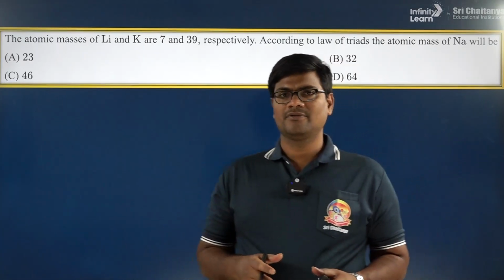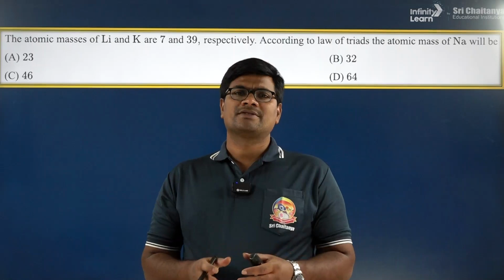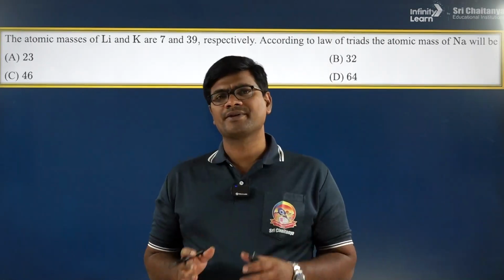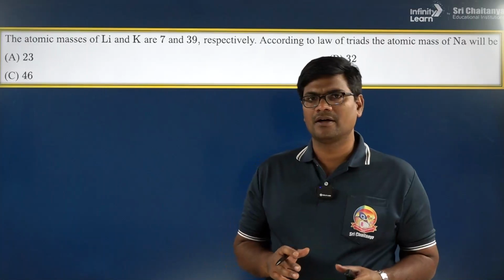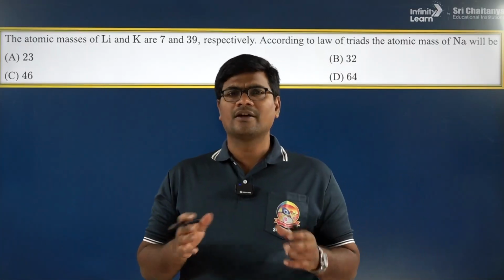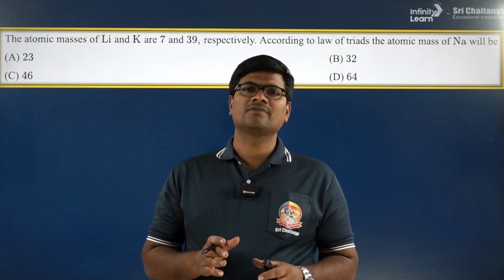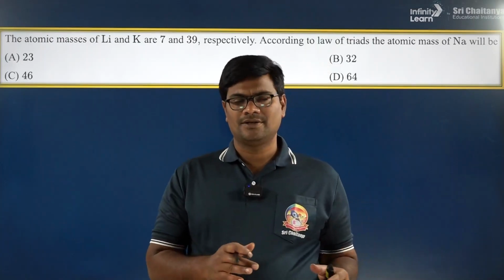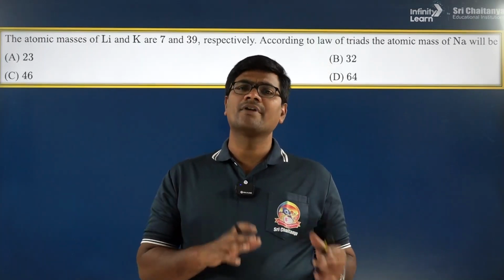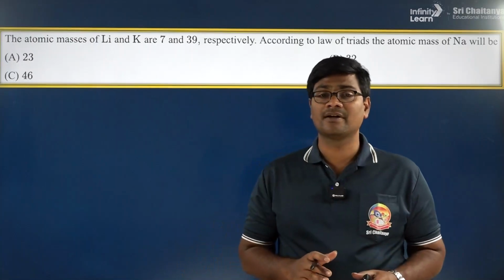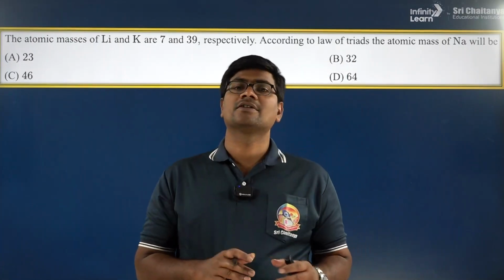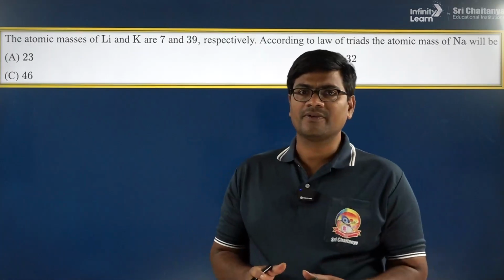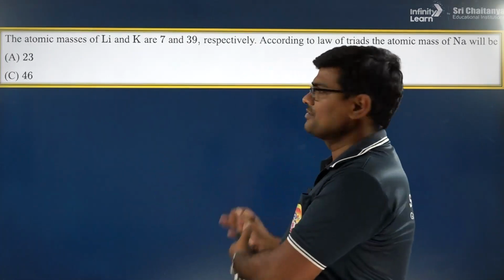What is that? Some elements were arranged by Dobereiner in sets of 3 elements called triads, and it is found that the properties of the middle element are the average of the properties of the first element and the third element. So that is Dobereiner's law of triads. In that, there are certain sets. For example, let's go for this question once.